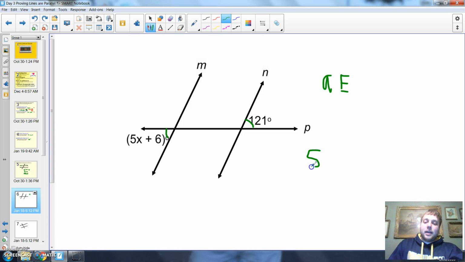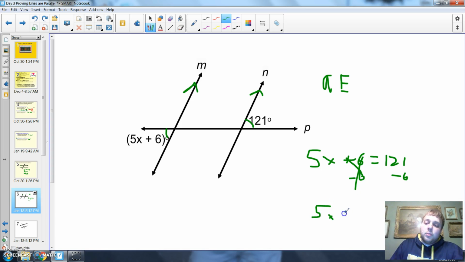So I want 5x plus 6 to equal 121. They have to be the same. When these are the same, then I know these bad boys will be parallel with each other. Okay? Only when they're the same will they be parallel. If they're off, not parallel. So now I'm going to minus 6. Minus 6, minus 6.